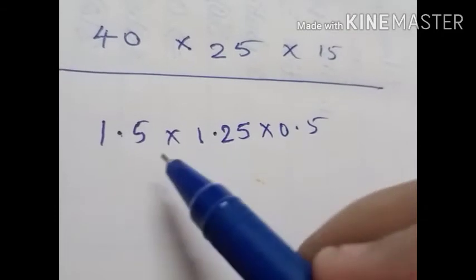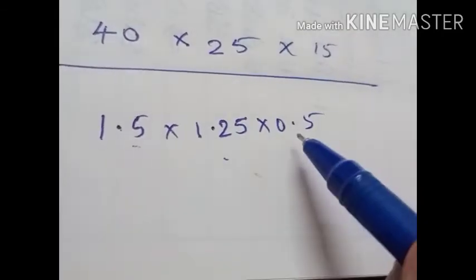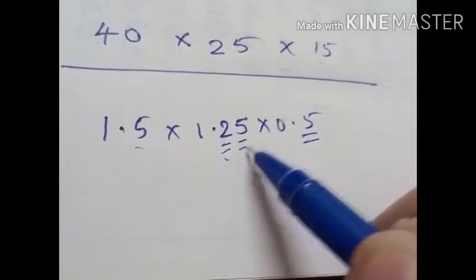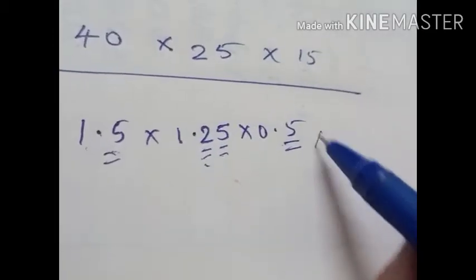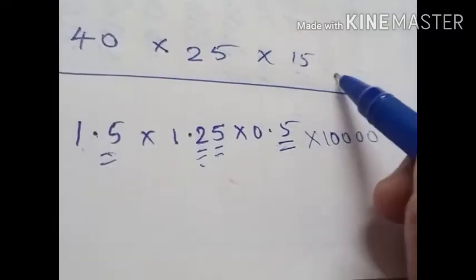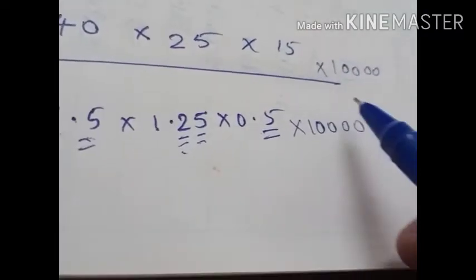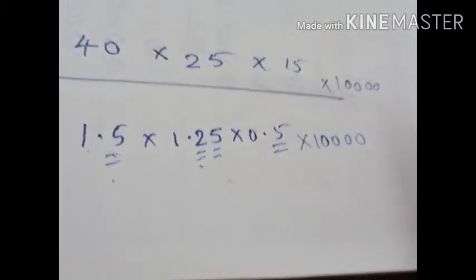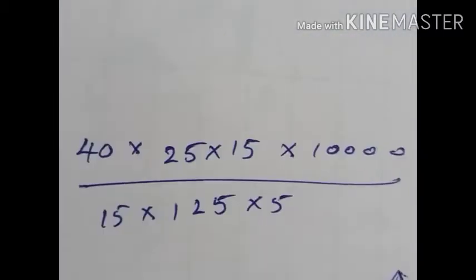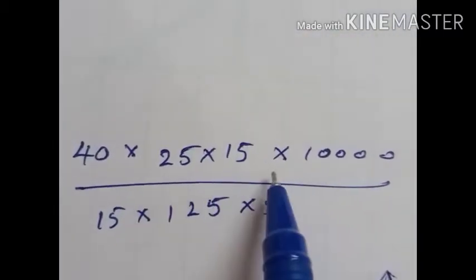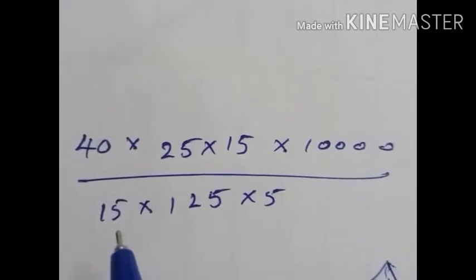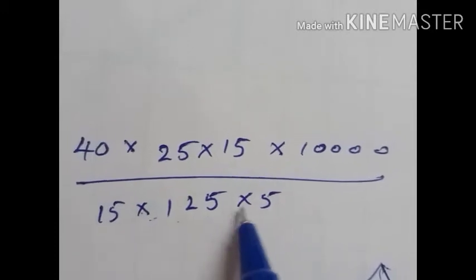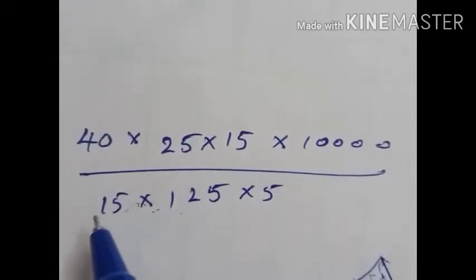First of all we have to remove the decimals from the denominator. So here after the decimal how many digits? 1, 2, 3, 4 digits are there in total. So we should multiply both the numerator and the denominator by 10,000 because 4 digits are there after the decimal in the denominator. Now we get 40 into 25 into 15 into 10,000 by, the decimals removed from the denominator, 15 into 125 into 5. Then we can easily do the cutting method.